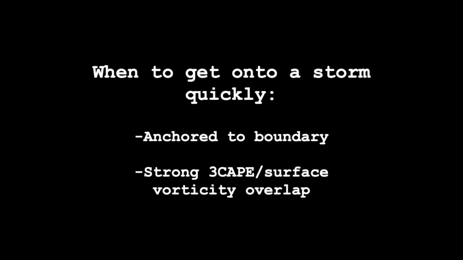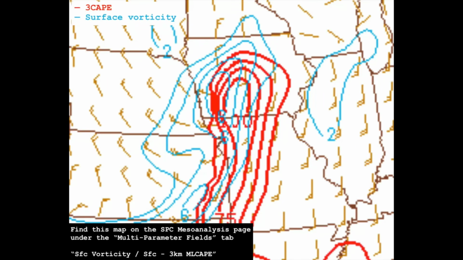Also, when you have an overlap of strong low-level instability, which is measured by 0 to 3 kilometer CAPE, or 3CAPE, and surface vorticity or spin, that's another situation in which you want to pounce on the storm quickly. Strong low-level instability can tilt and stretch that spin or vorticity at the surface into the vertical underneath updrafts, which can aid in tornadogenesis in supercells. This process can happen fairly quickly, so when you see those two ingredients overlapping, and storms going up in that overlap, you want to get on the storm immediately.